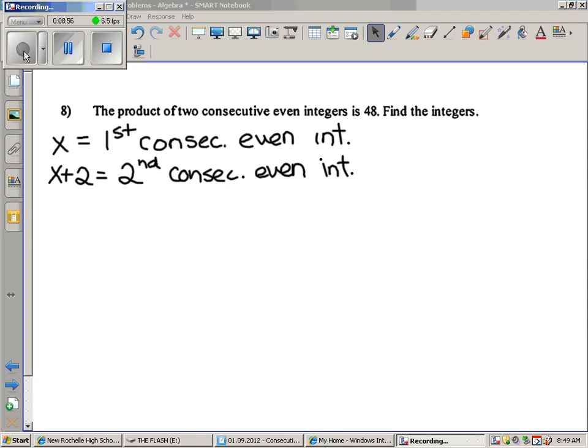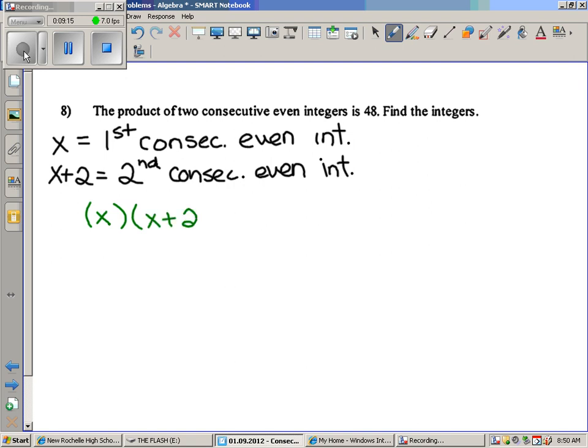Okay, let's do this. What does the word product mean in math? It means to multiply. So the product of the 2 consecutive even integers is 48. So it's going to be x times x plus 2 equals 48. And then we're just going to solve it just like our other problem. We're going to distribute, set it equal to 0, factor, and solve it.